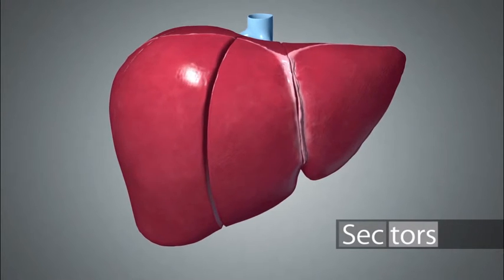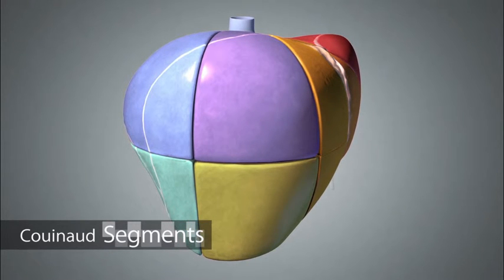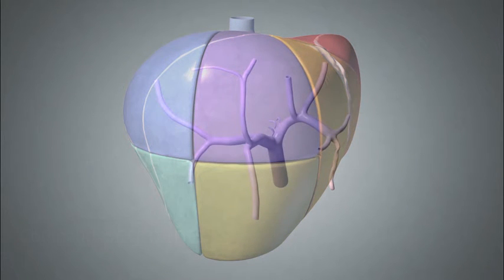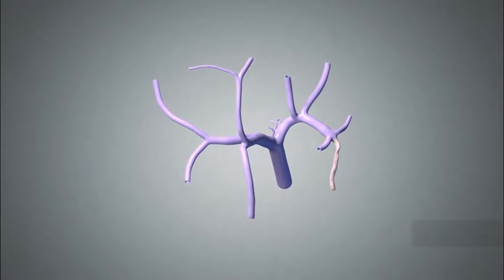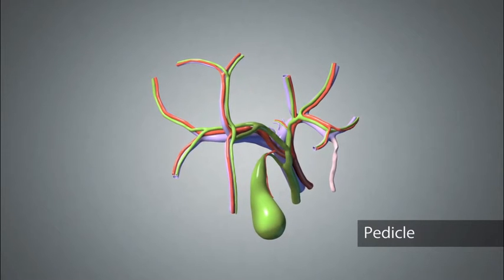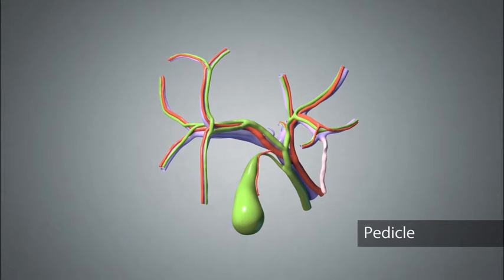In addition to sectors, the liver is further divided into 8 segments of Couinaud. The segmental anatomy of the liver is dictated by the portal venous inflow. Each of the branches of the portal vein is accompanied by an artery and a bile duct, and thus each one is referred to as a pedicle.